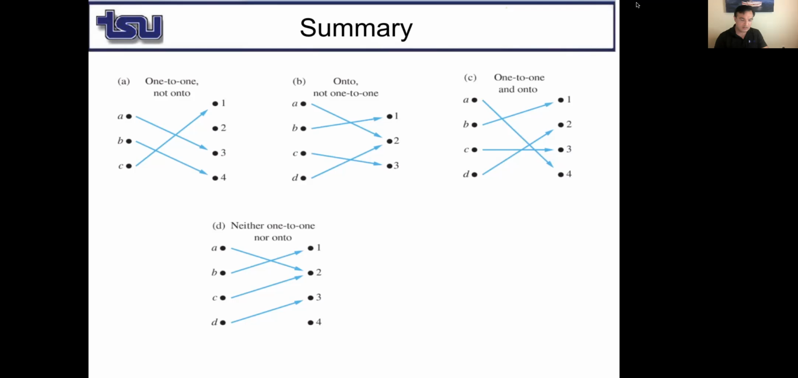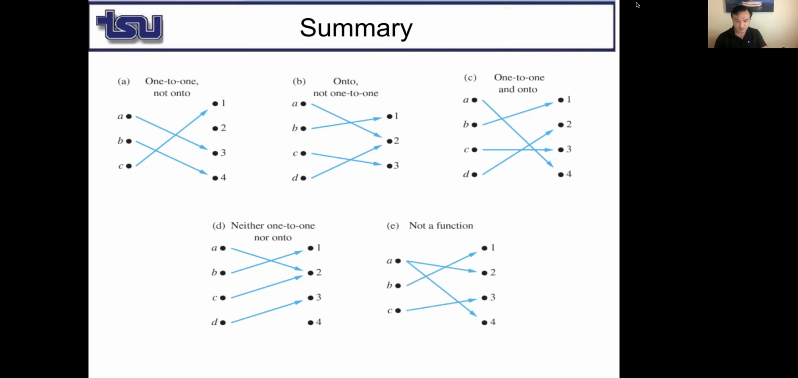This is not one-to-one. Why? Because A and C are mapped to the same element in the codomain. It's not onto because 4 is not covered. And this is not a function at all. Why? Let's wait for this video to show up. Okay, this is not a function.